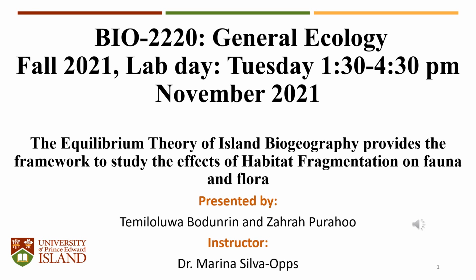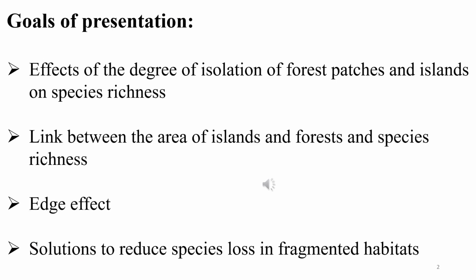So the title of our project is The Equilibrium Theory of Island Biogeography provides the framework to study the effects of habitat fragmentation on fauna and flora. The goals of the presentation include highlighting the effects of the degree of isolation of forest patches and islands on species richness, the link between islands and forest areas and species richness, the edge effect, and we will end with some of the solutions to reduce species loss in fragmented habitats.